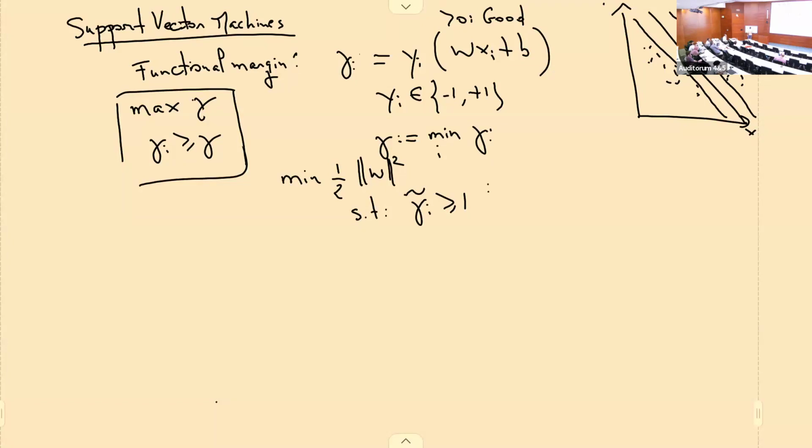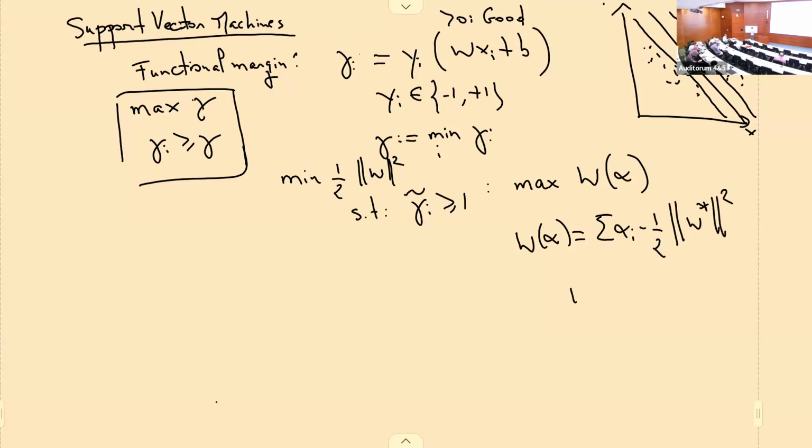So why am I saying this? Because I'm not going to write all the details here, but of course, I can write the Lagrangian, right? Which is this function minus sum of lambda i, gamma i minus 1. Then the gamma i's, I can replace them here, right? And if you do this, you end up with this problem, the max of W alpha, where W alpha is what? Sum of alpha i. Alpha i are the Lagrange, what are they called? Multipliers, sorry, minus 1/2 of the norm of W star squared, where W star is just the sum of alpha i, y i, x i.